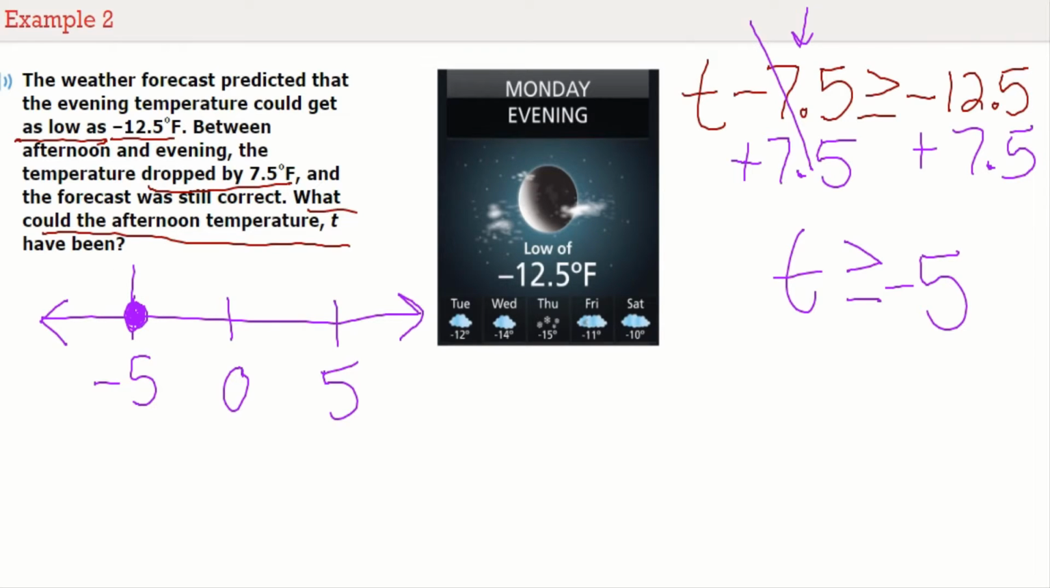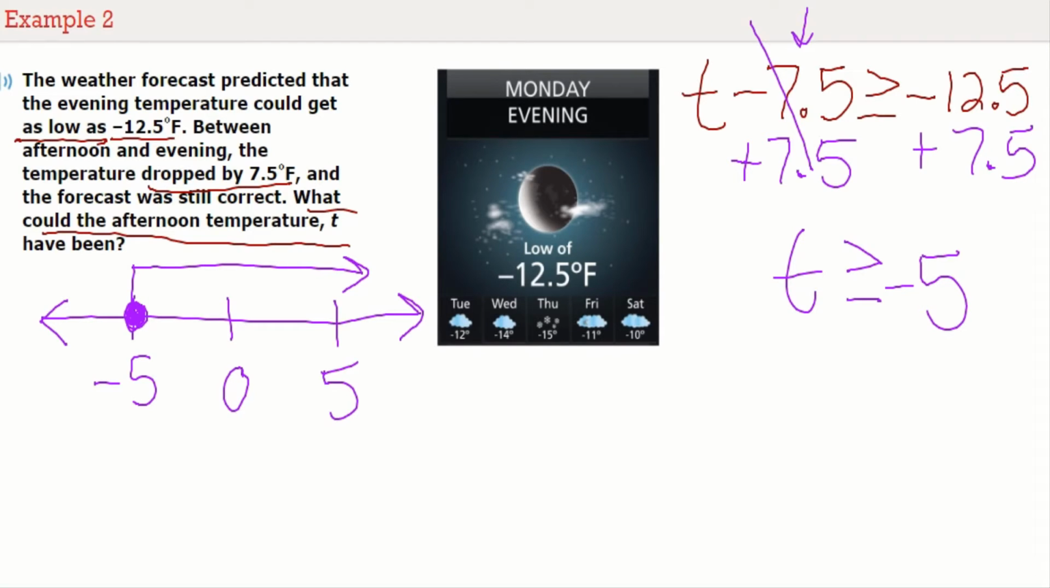Now we have to figure out which direction it's going to go in. If you read it correctly, it says T is greater than or equal to -5. So that means we need to shade in the greater than direction, going to the right towards the positive numbers.